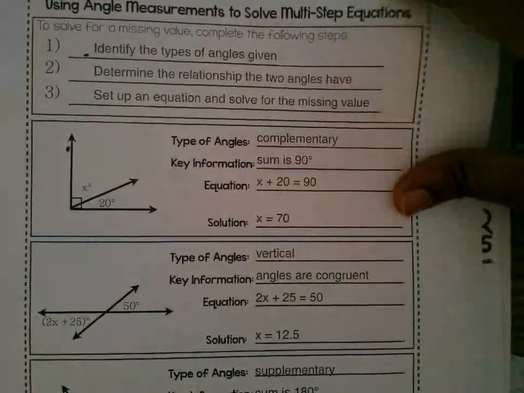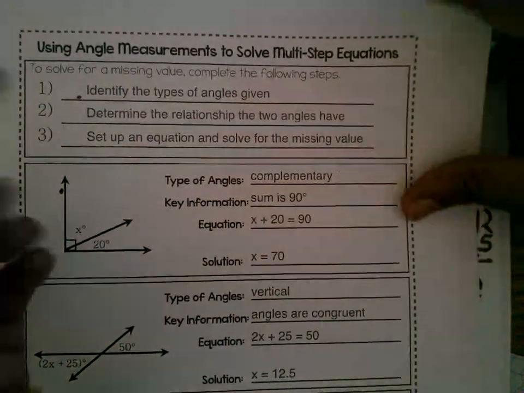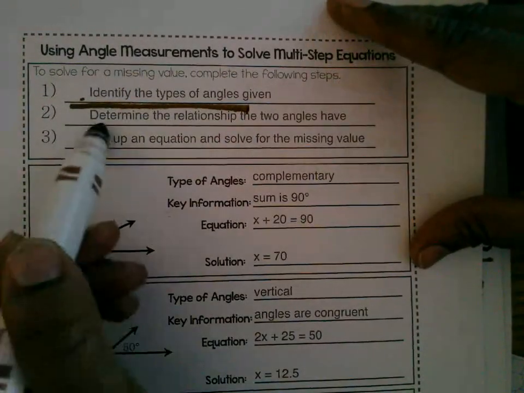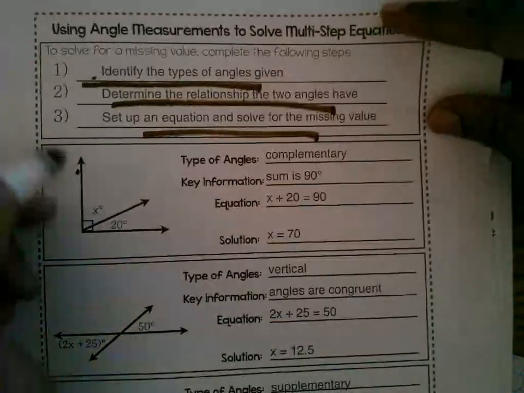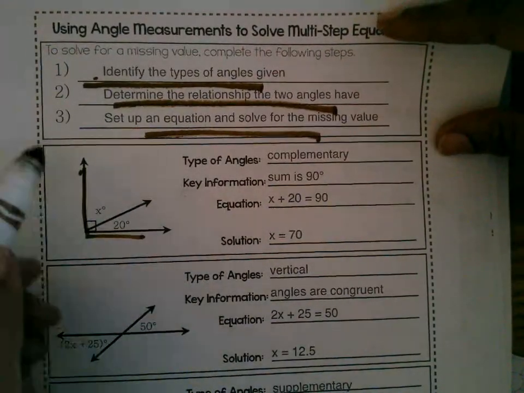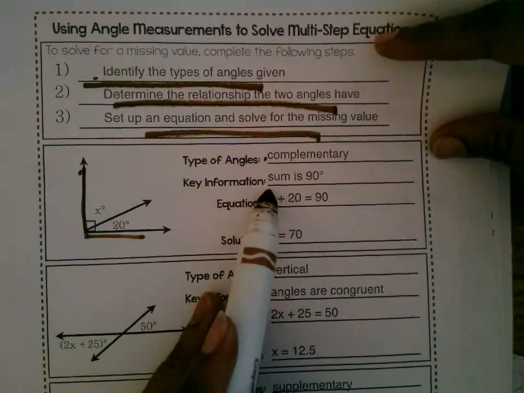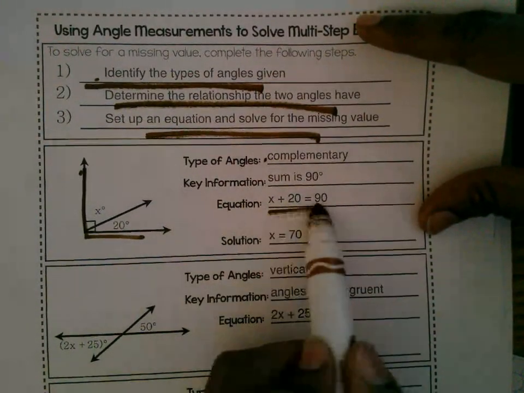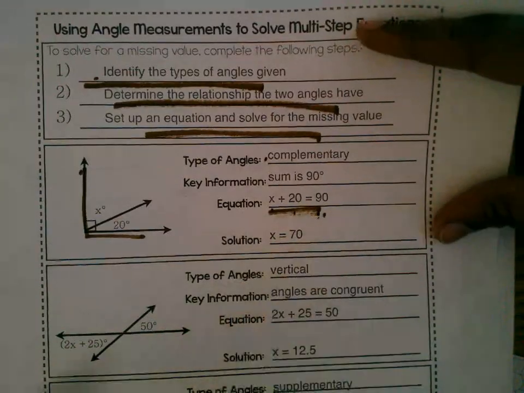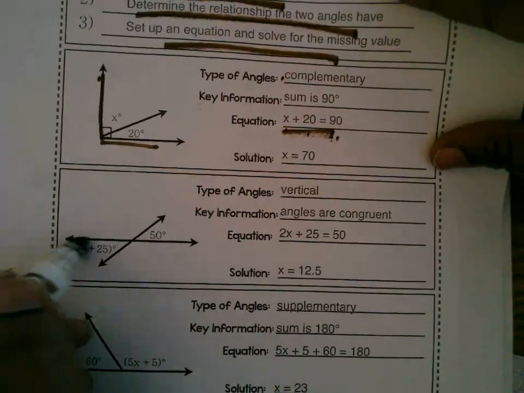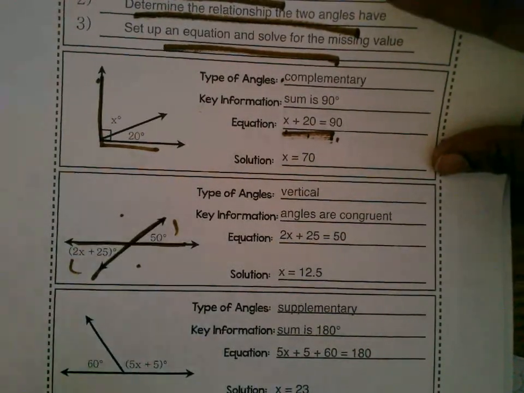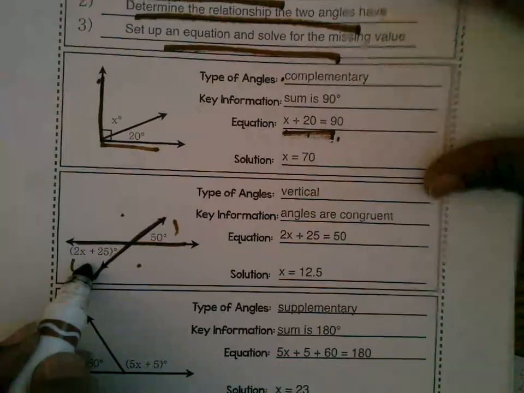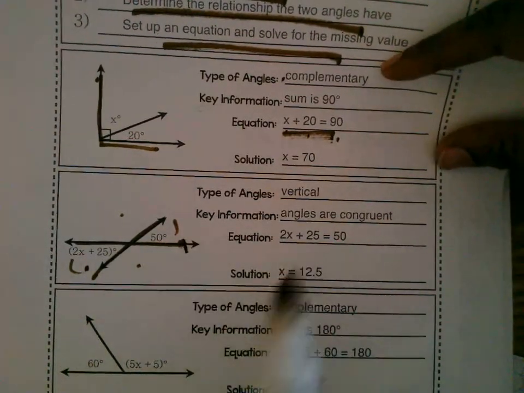Okay. Angle measurements to solve multi-step equations. First, identify the type of angle, determine the relationship between those two angles, and then solve the equation. This example is a right angle, but these angles are complementary, therefore the sum is 90. You add them up, x plus 20 equals 90, and you solve. The next set of angles are vertical angles. So 2x plus 25 is going to be equal to 50. Set them equal to each other and solve.